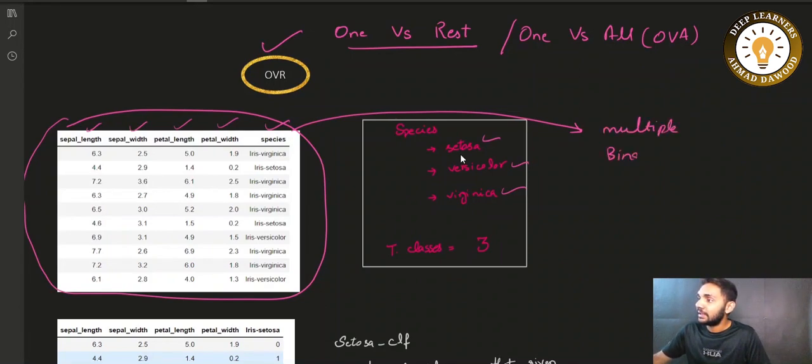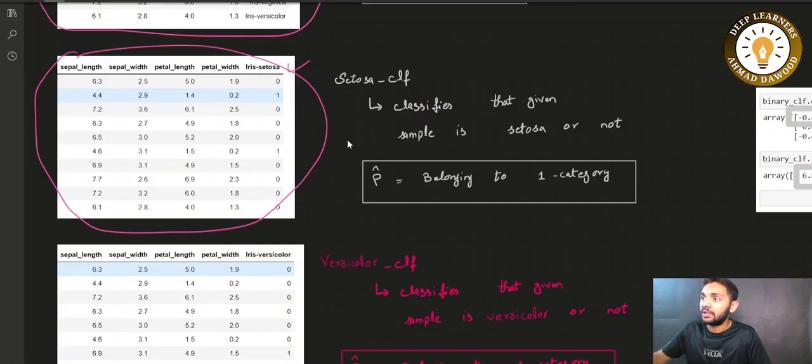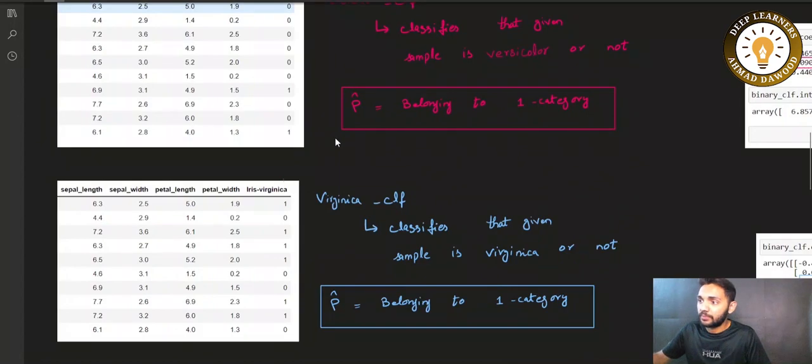binary classification problems, and then train a binary classifier for each binary classification problem. Let's say here there are three classes, so it will break the multi-class classification problem into three problems. One, this will be the second problem, and this will be the third problem.